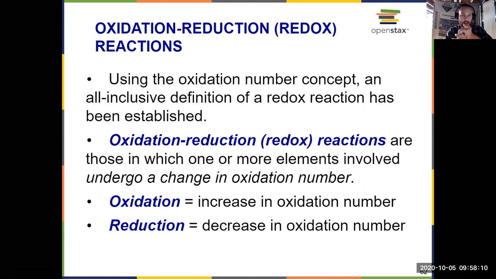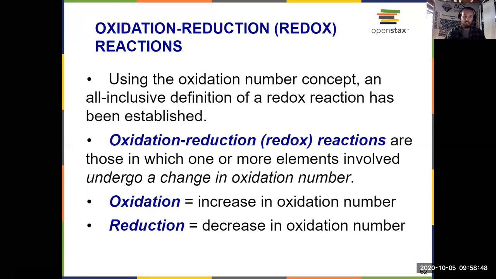If you can assign oxidation numbers everywhere, a true definition of a redox reaction is where one or more elements undergo a change in oxidation number. And that's a good rule for you to have. If an oxidation number is changing in a reaction, it is a redox reaction. And if something's being oxidized, another thing must be being reduced. Oxidation means our oxidation number is increasing, going up, and a reduction means our oxidation number is decreasing, going down.